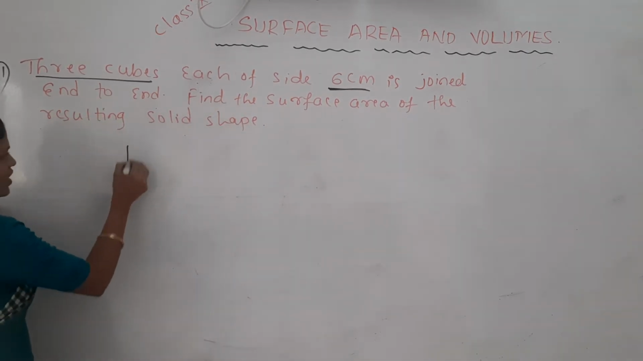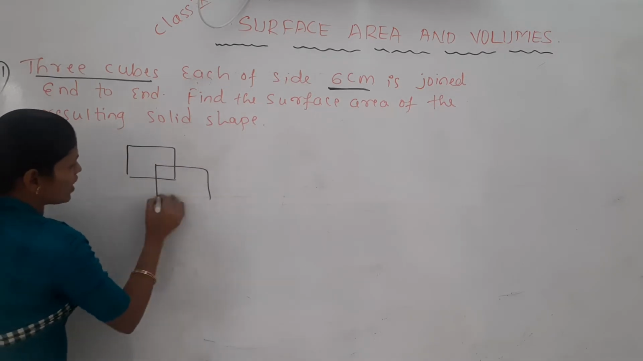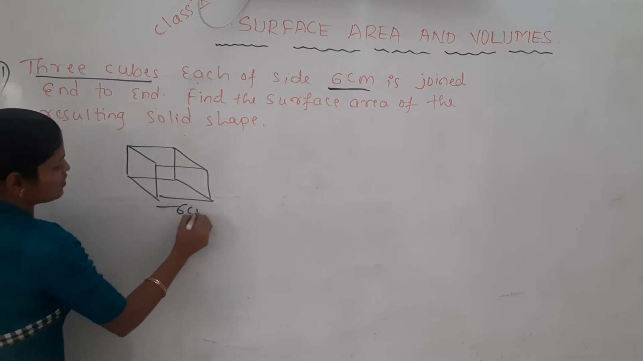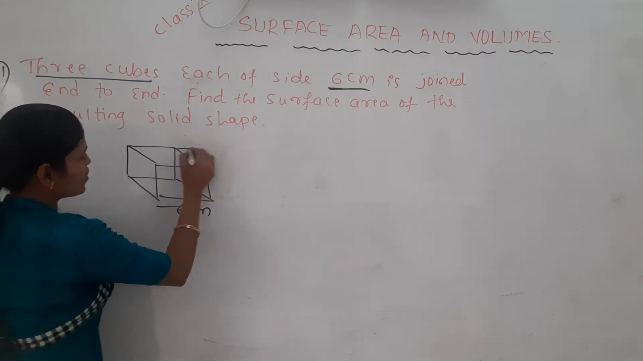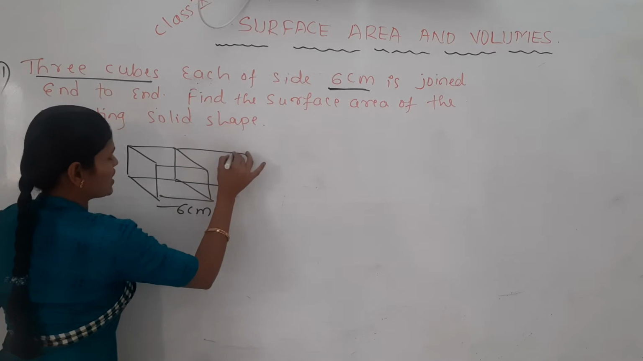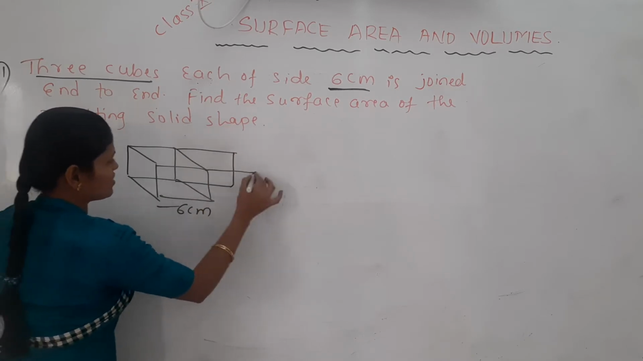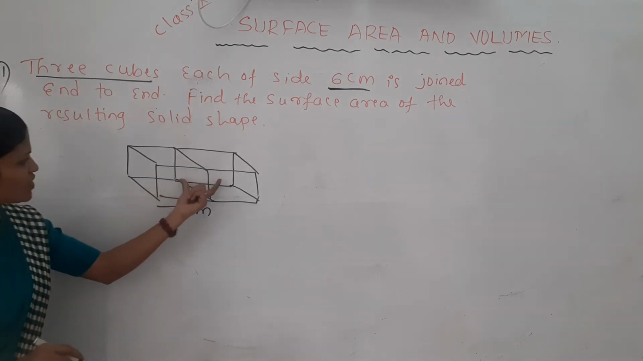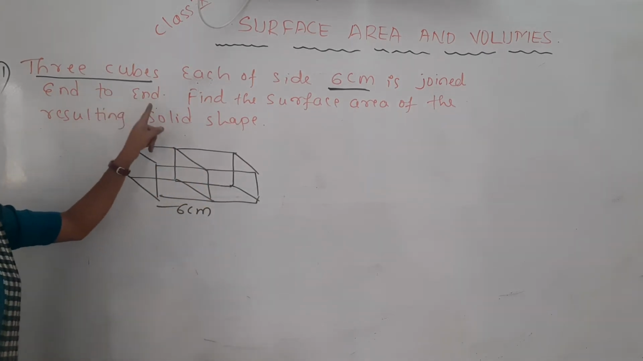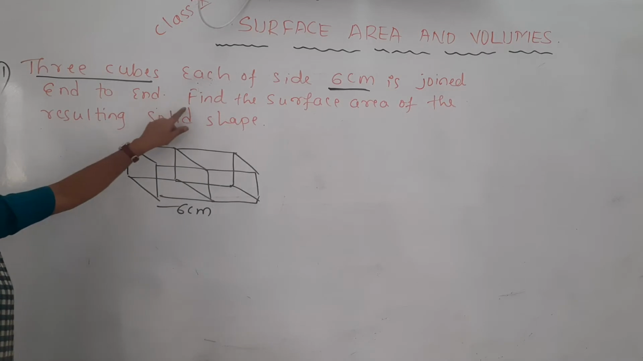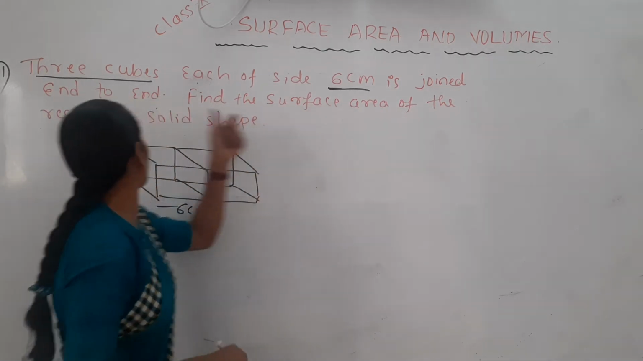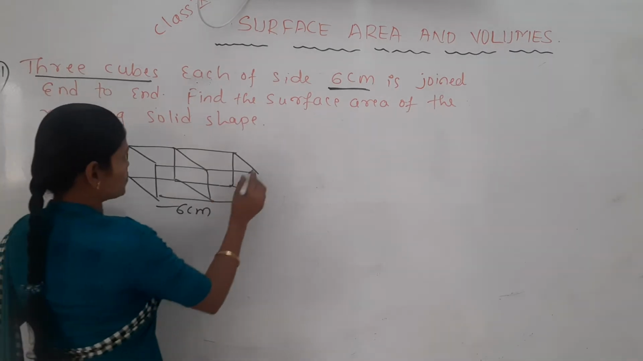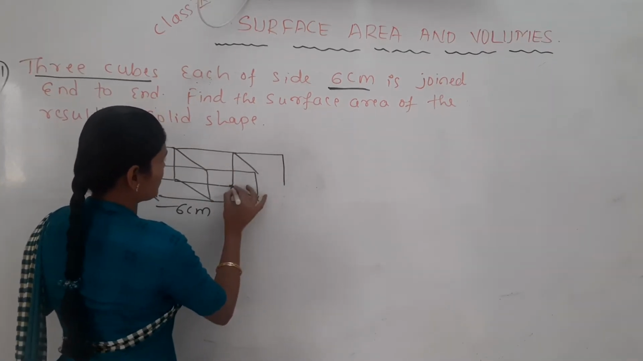Yes, it means there is a cube, and with this cube, same side, it's 6 centimeter only. With this cube, one more cube is kept side by side. If you kept like this, one more cube is kept here, joined end to end. Find the surface area of the resulting solid shape. How many cubes we have to join here? Three cubes. Yes, one more we have to take here.